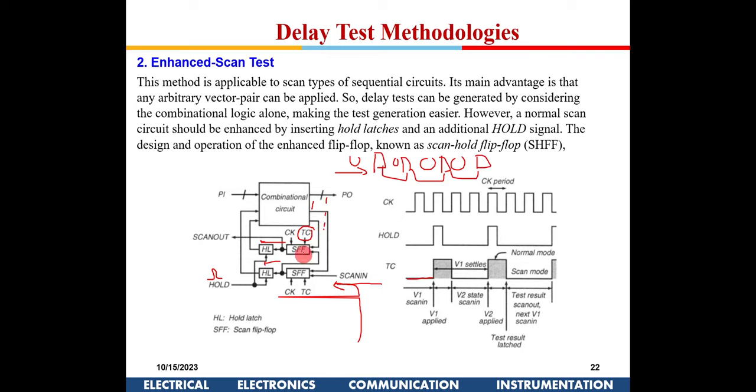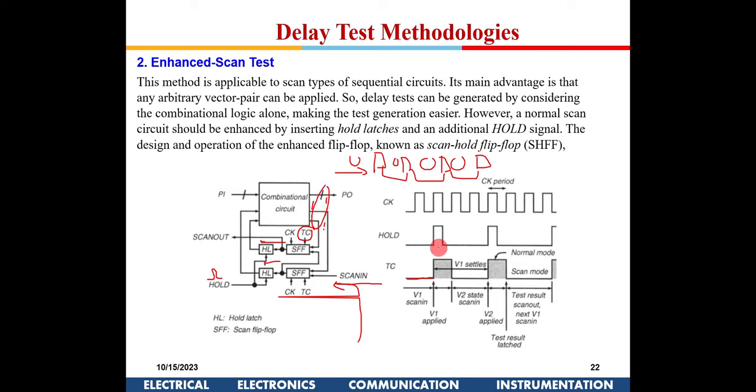I put these back into the scan mode by putting TC to 0, and I put the second set of test vectors. Once all the second test vectors are put here, again I put the hold signal high. So the new test signals will be available here. V1 was already there, now V2 is available here, and all these outputs will start getting computed.